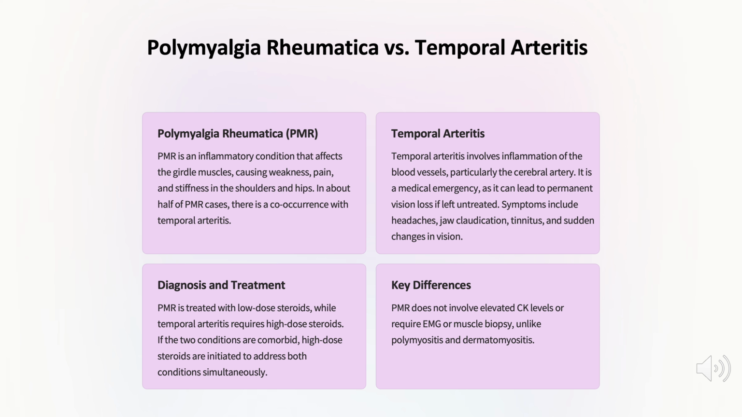In terms of treatment, PMR typically responds well to low-dose steroids, whereas temporal arteritis necessitates high-dose steroid therapy. When both conditions coexist, high-dose steroids are initiated to address them simultaneously. Unlike polymyositis and dermatomyositis, PMR does not involve elevated creatine kinase, CK levels, or necessitate electromyography, EMG, or muscle biopsy for diagnosis.